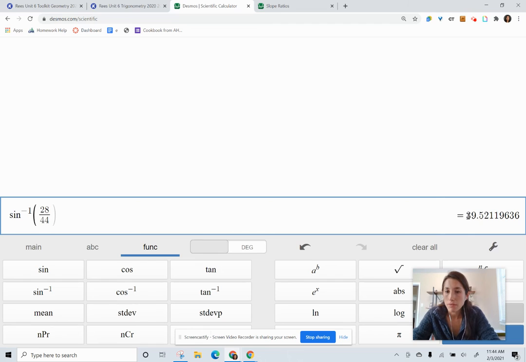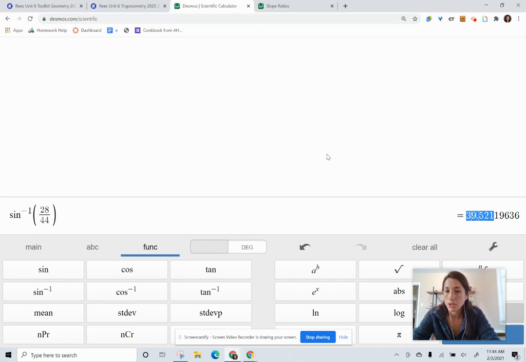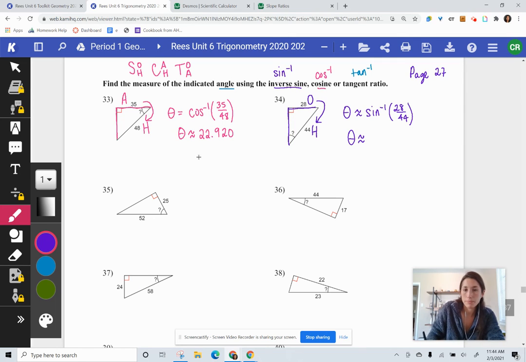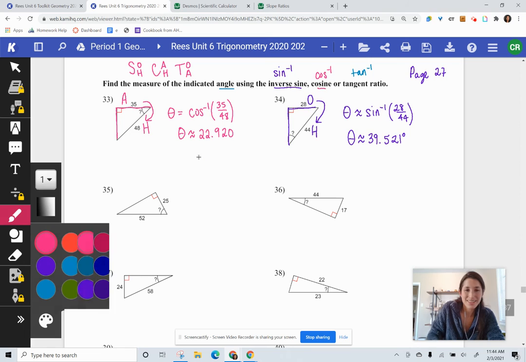And that's going to be 39.521 degrees. And I forgot to put degrees on the other one here.